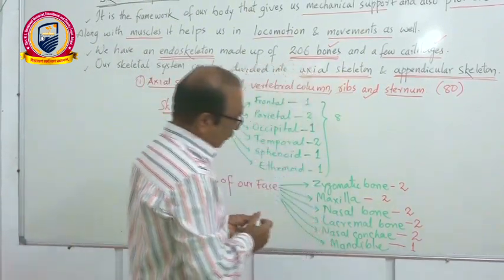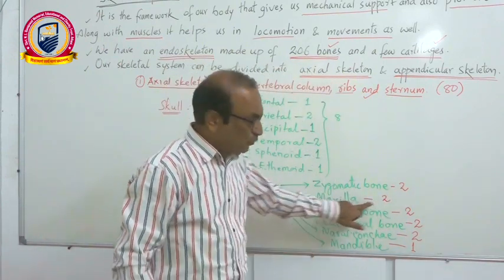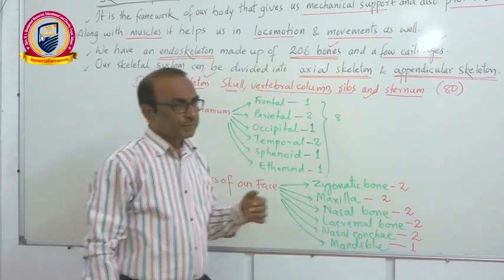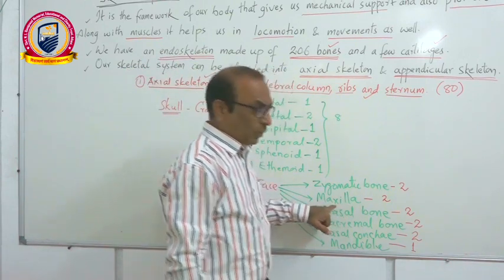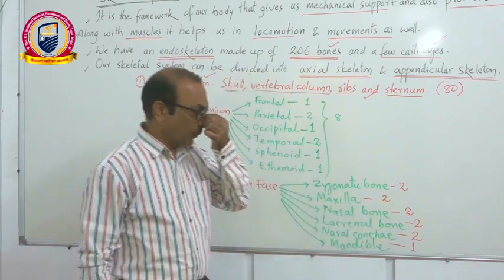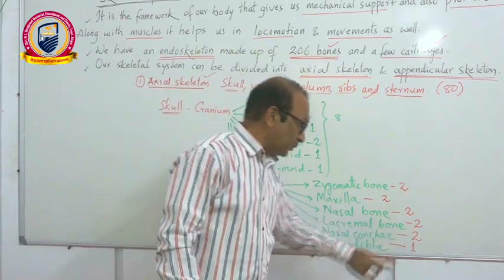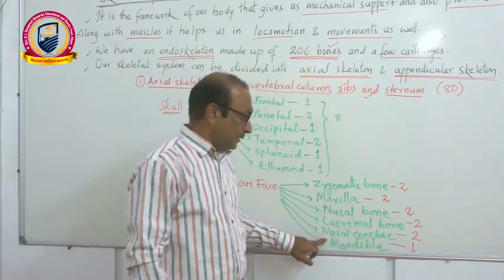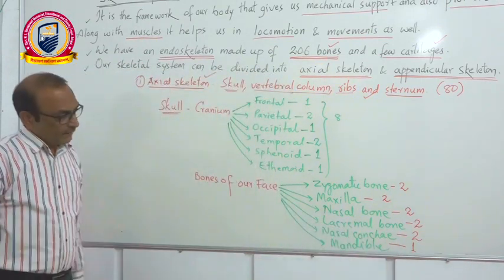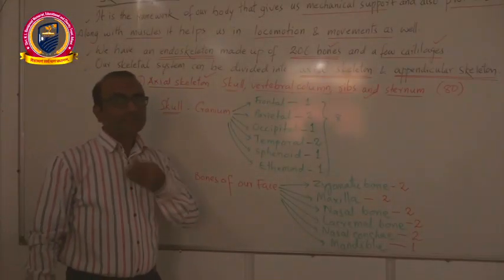and so how many are there now? 2 zygomatic bones, 2 maxillae. Maxillae are the upper jaws. Upper jaw is called maxilla. Then nasal bones, which support the nose, then 2 lacrimal bones, then nasal concave, again 2 bones, and then one mandible. Mandible is the lower jaw.